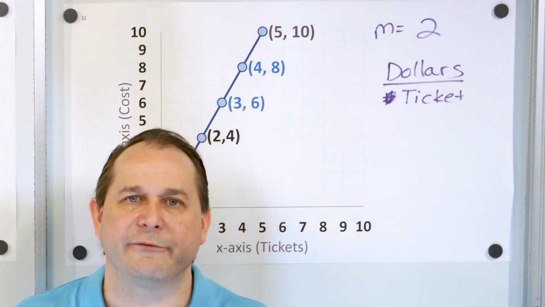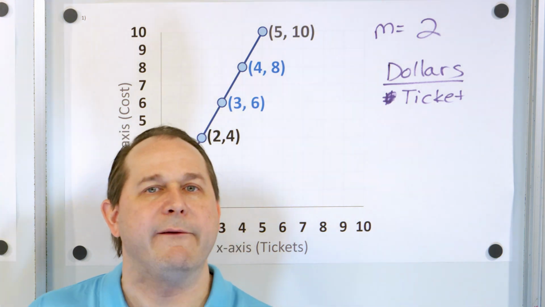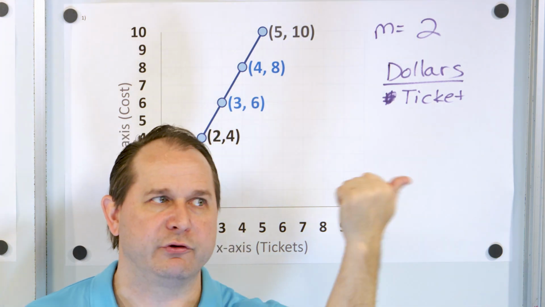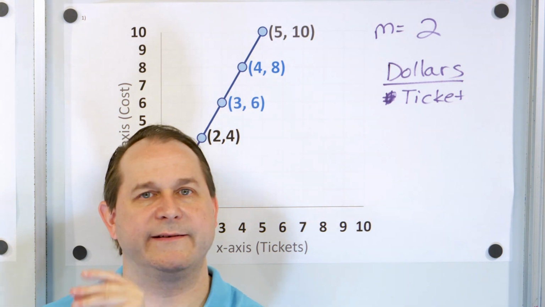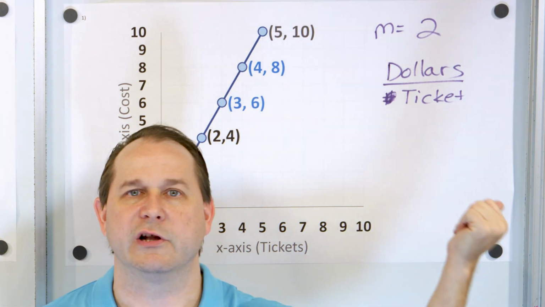If it were kilometers per second, it would be 2 kilometers for every 1 second. Every second, another 2 kilometers. Next second, another 2 kilometers.